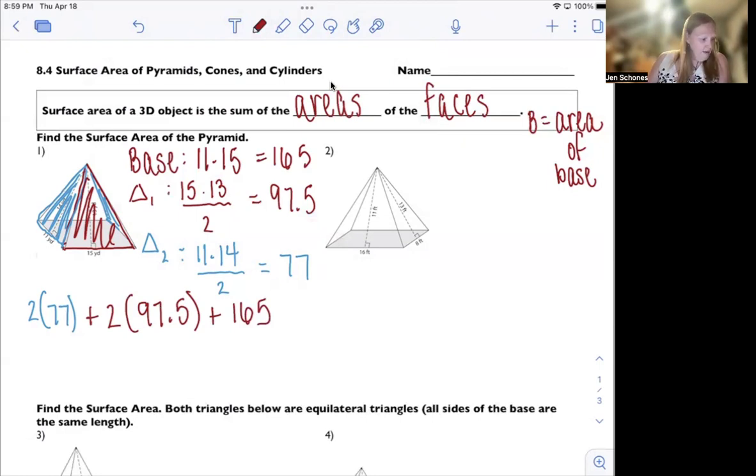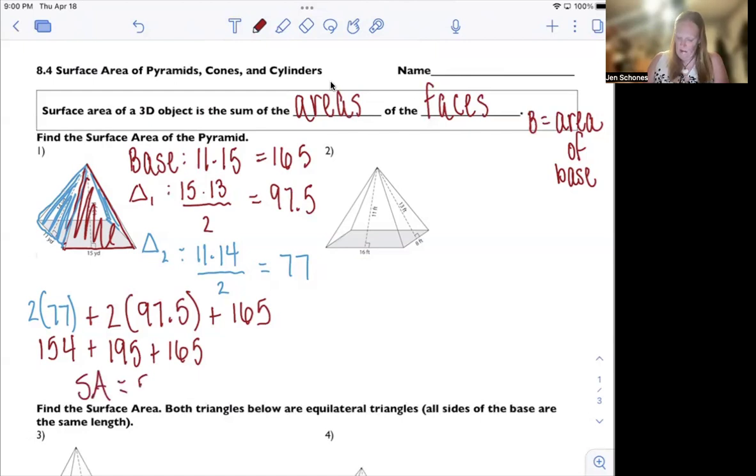So this turns into 154 plus 195 plus 165. Then I'm going to add them up. The total surface area for this rectangular pyramid is 514. And don't forget your units. So this is yards squared.